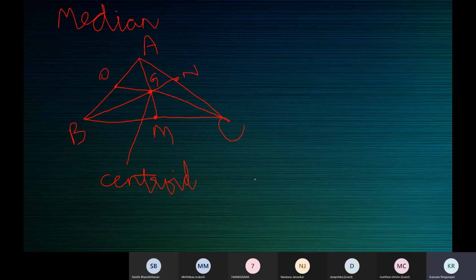CO is the median. That means O is the midpoint of AB. The three medians will go through the same point. So the point of concurrence of the three medians in a triangle is called the centroid, normally represented by the letter G.